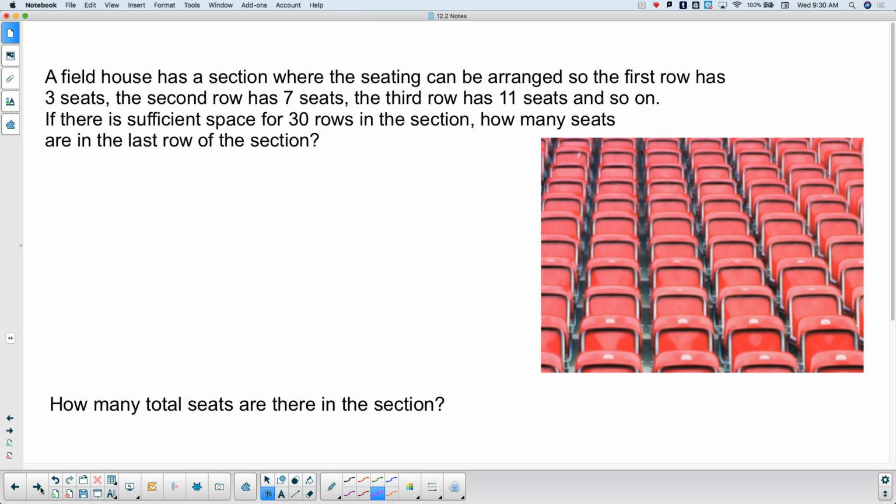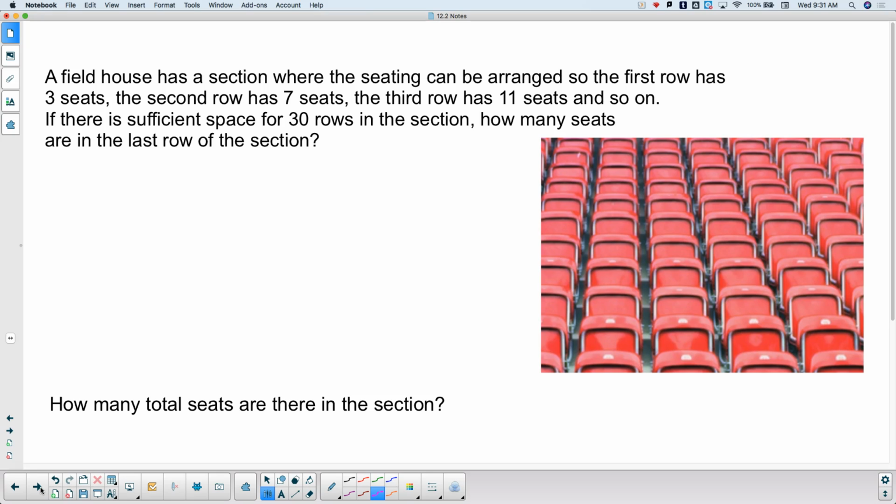A field house has a section where the seating can be arranged so the first row has 3 seats, the second row has 7 seats, the third row has 11 seats, and so on. If there is sufficient space for 30 rows, how many seats are in the last row of the section is the first question. The second question is how many total seats are in that section of the field house.